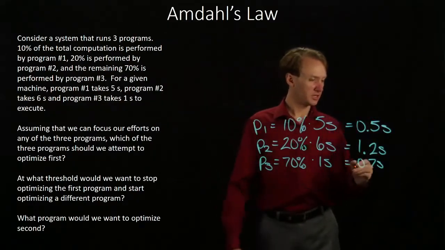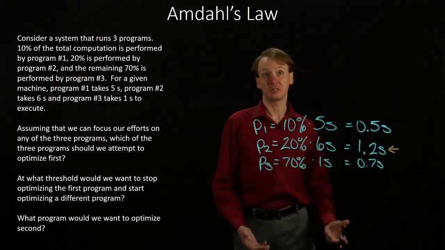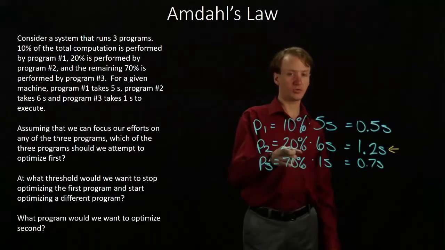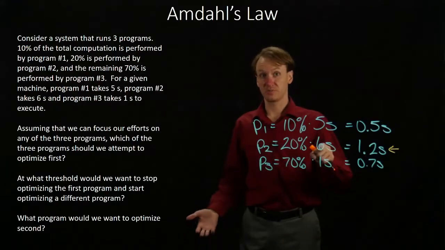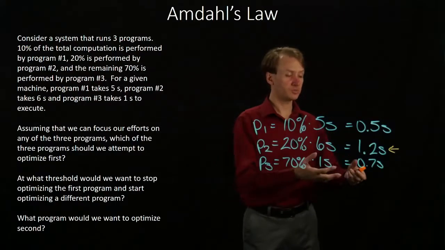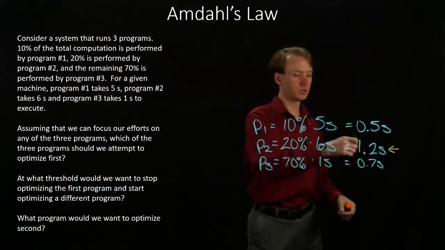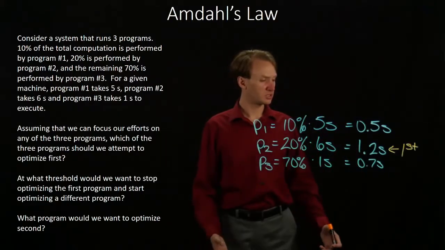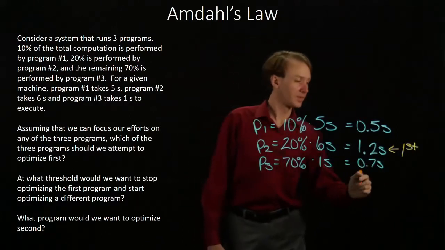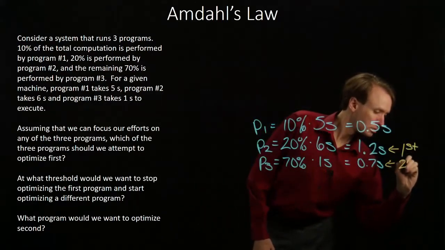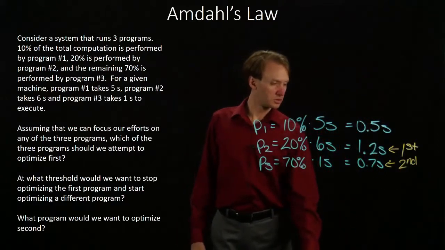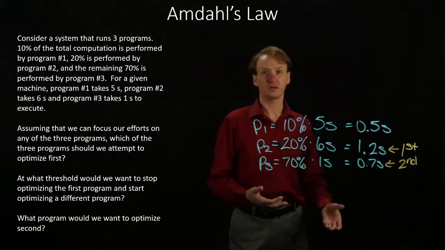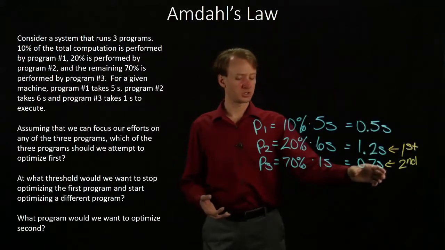The useful thing that this tells me is that program two is the most expensive thing I've got here at the moment. That can either be because I need to run lots of program twos, or it could just be because program two is expensive. Either way, I will get the most benefit out of optimizing program two because that 1.2 seconds is larger than any of the other options that I've got here. The second most expensive program that I have here is program number three. So if I was going to optimize one of these programs, I'd like to start with program number two, try to improve that as much as possible, and then later I would switch to optimizing program three.